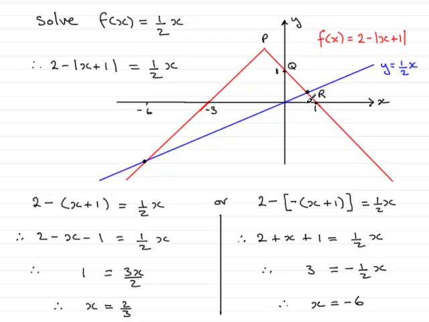And this one, as we discovered earlier, is at 2/3. So the 2 solutions to our equation f(x) equals half x are x equals 2/3 and x equals minus 6. That brings us to the end of this question.